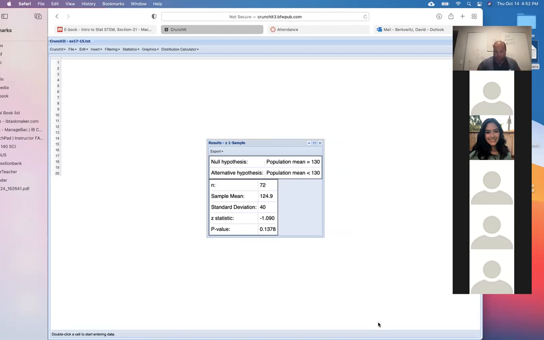Is that the same thing we had before? Within the rounding error? Within rounding, is that the same thing? Yes, it is. Notice it gives us a z statistic, negative 1.09, the p-value, and then it writes out the null hypothesis that the population mean is equal to 130, and the alternative, that it's less than 130. Wasn't Crunchit easy?